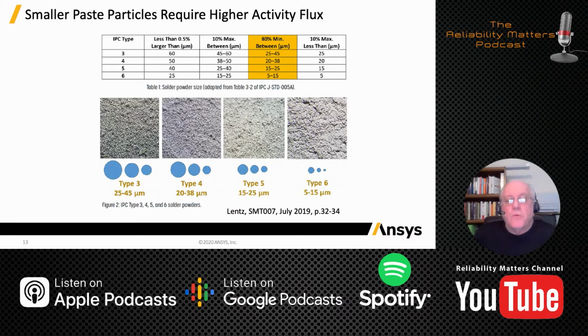And the way that this works into reliability is that as you go to smaller and smaller particles, you have more and more surface area, which means that the fluxes that your manufacturing folks are using have to be more active fluxes to keep the oxygen in the air away from the solder joints, so that the solder paste can melt and form a nice, good intermetallic bond between your components and your pads on the board. So that means, as I said, more active fluxes, which means we have to pay more attention to what's going on in terms of cleanliness.